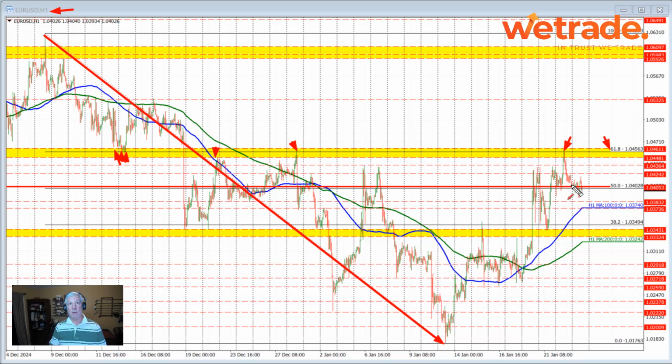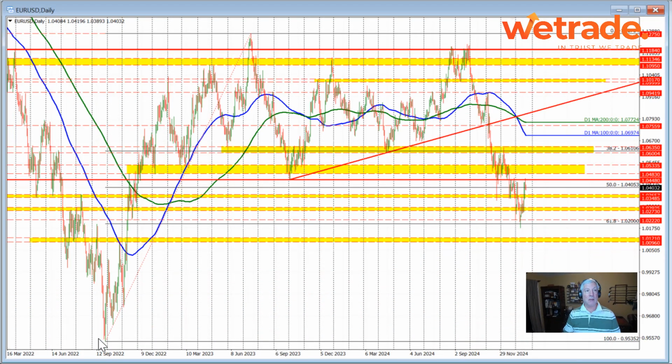The price moved lower as a result and closed the day and started the day near the 50% midpoint of this move to the downside right here. That level comes in at 1.04028. Also in play is the 50% midpoint of the range from the 2022 low. That's this low right here. To the 2023 high. The 50% retracement off the daily chart comes in at 1.04053.